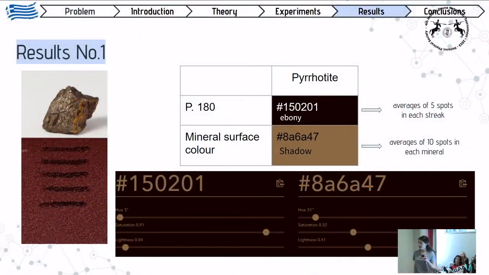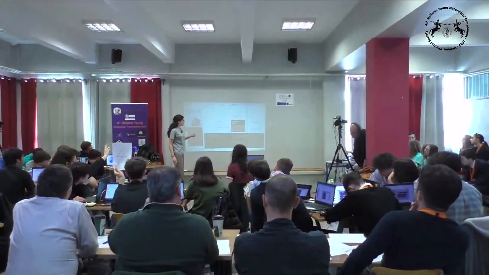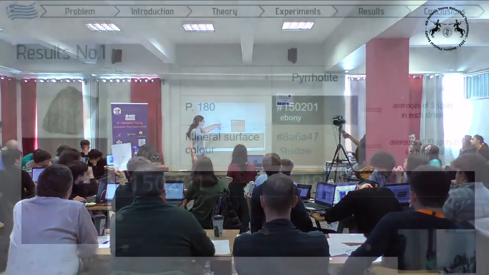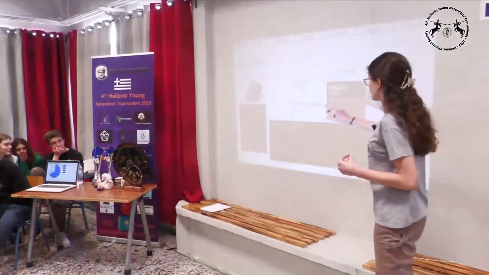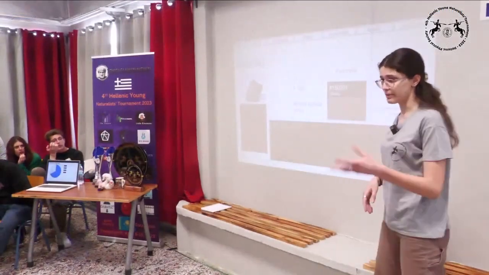Here is a photo. It isn't really well presented in the projector, but you can see the streaks of the mineral here. And here is the streak color in the sandpaper. We can see that it falls under the black category. Here we have a comparison when it comes to the hue, saturation, and the lightness of the colors. So we can greatly and clearly distinguish that those colors are two different colors when it comes to the comparison.